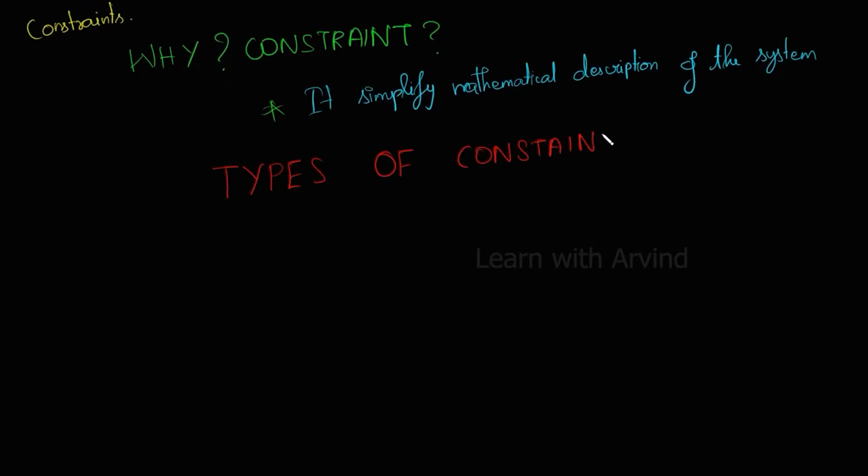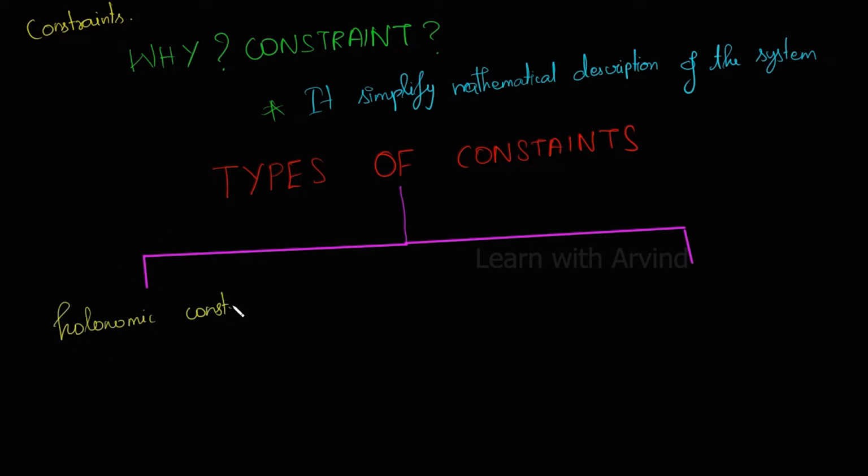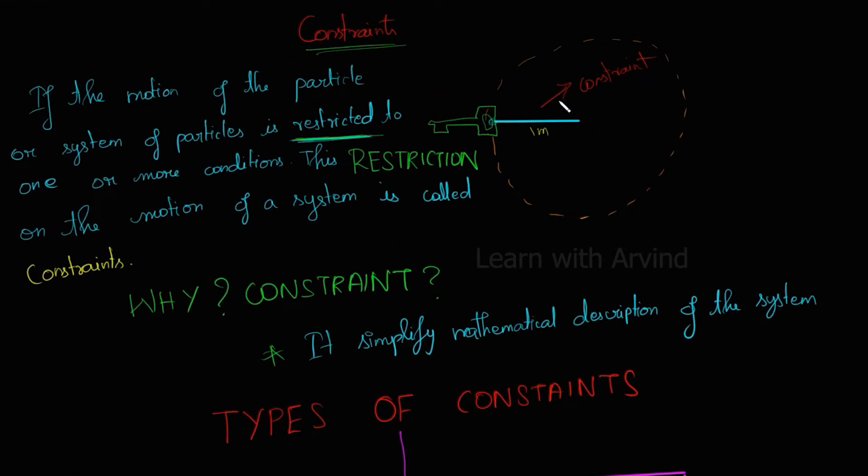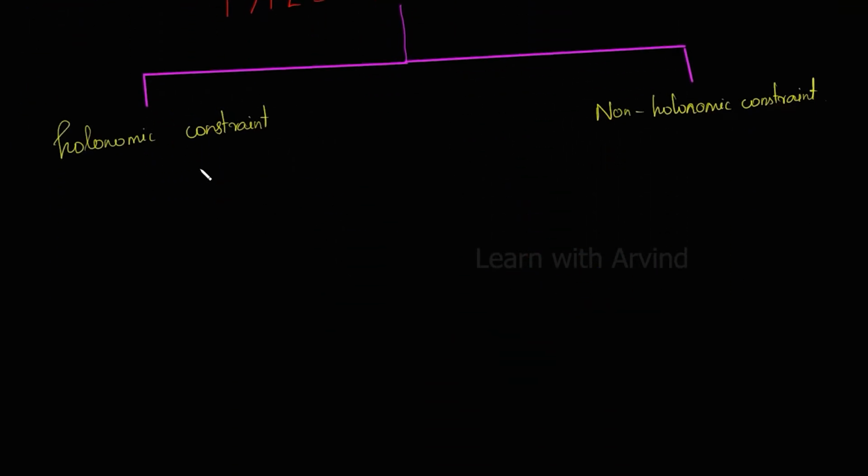Types of constraints. Constraints are mainly classified into two types: holonomic and non-holonomic constraints. The example for holonomic constraint is what we saw in the previous case. In a holonomic constraint, the condition of the constraint can be expressed in the form of an equation. This is what we mean by holonomic constraint.